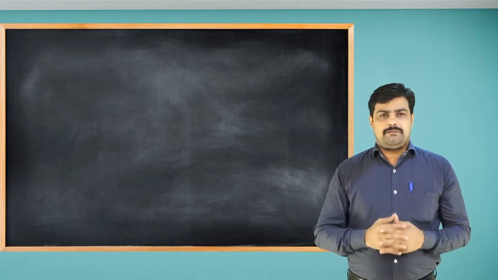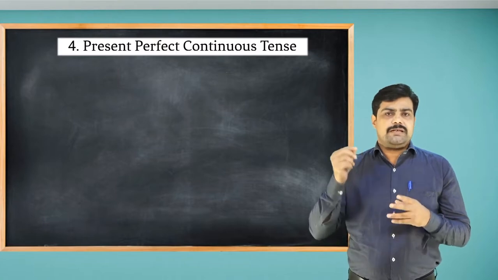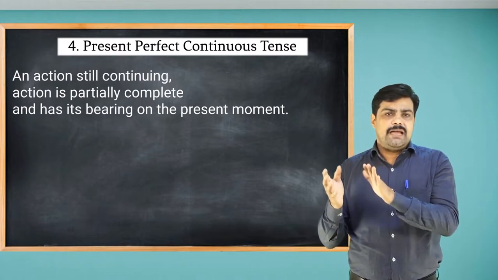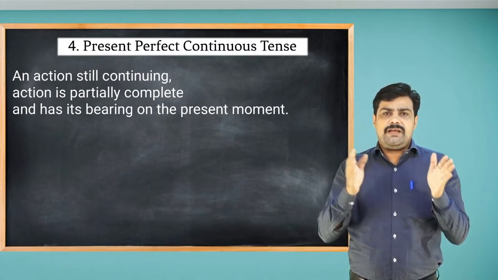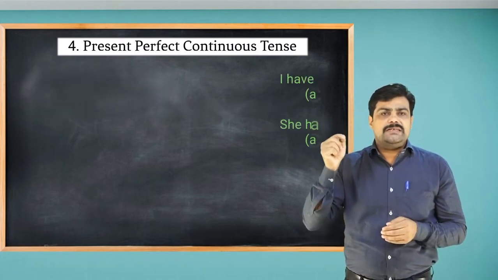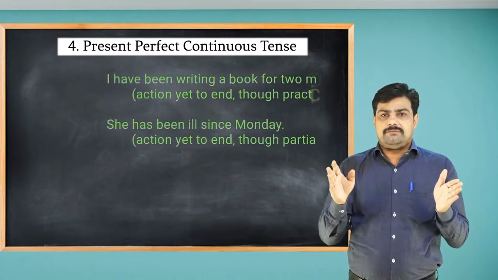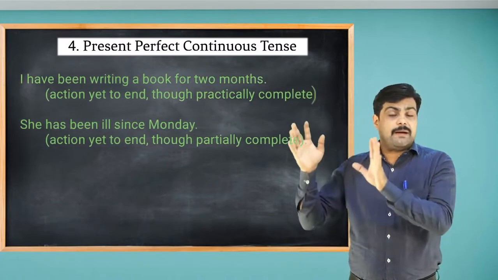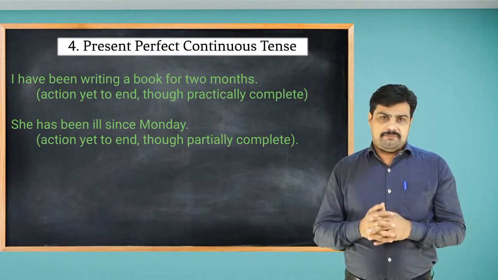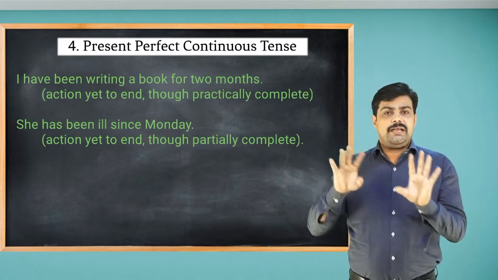Let's take the fourth one, that is present perfect continuous tense. It is used to denote an action that is still continuing, though that action is partially complete and has its bearing on the present moment. For example, I have been writing a book for 2 months. Now the action is yet to end. It is not completed, though partially completed. She has been ill since Monday. Here in the sentence, the action is yet to end. It is not complete, though partially complete.